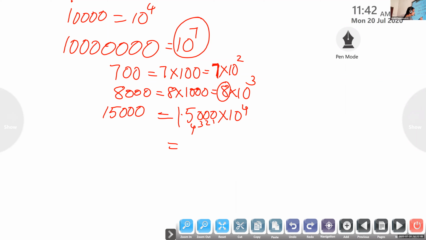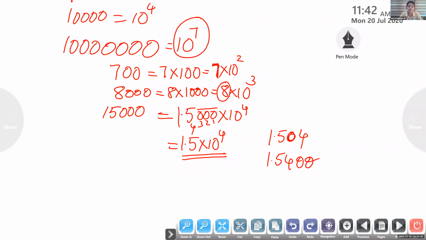So this we can write as 1.5 after the decimal. If we put many zeros, there is no value, so there is no need to put these 3 zeros. We can write 1.5 into 10 raised to 4. If we didn't write the 0, no problem. If 0 comes between two numbers, that 0 we have to write. But if it comes in this way, these zeros no need to write. Understood? Okay.